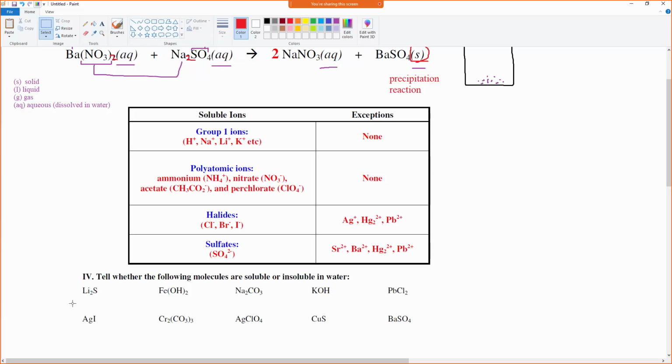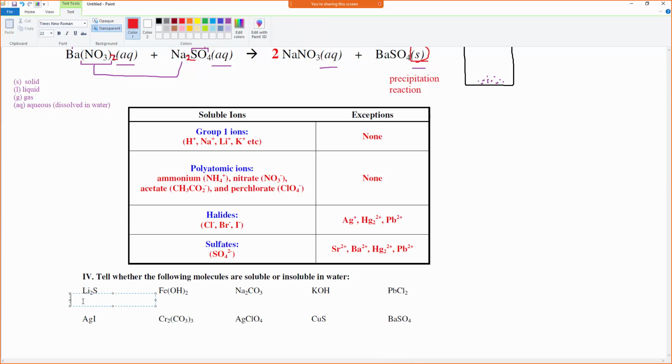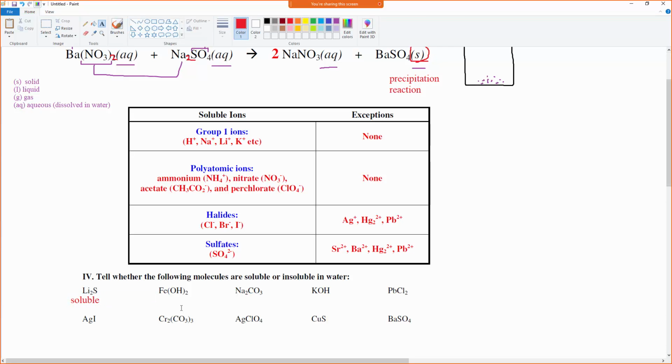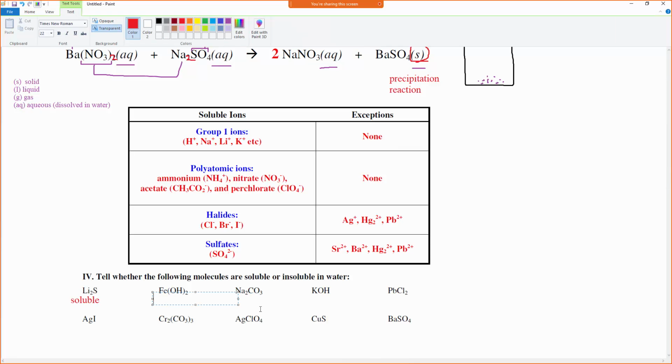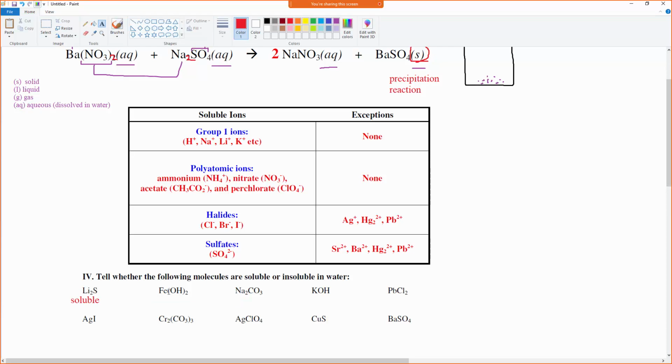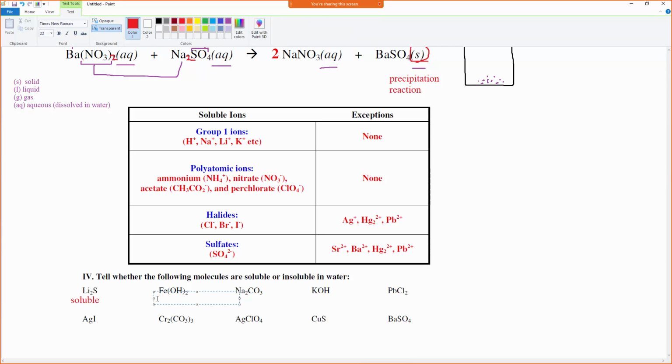All right, so let's look at this. Li2S, would you predict that that would be soluble or not soluble? Soluble. Why soluble? Good. It's got lithium. Lithium's a group 1 ion. Group 1 ions are always soluble with no exceptions, so lithium sulfide would definitely be soluble. What about iron 2 hydroxide? Soluble or insoluble?